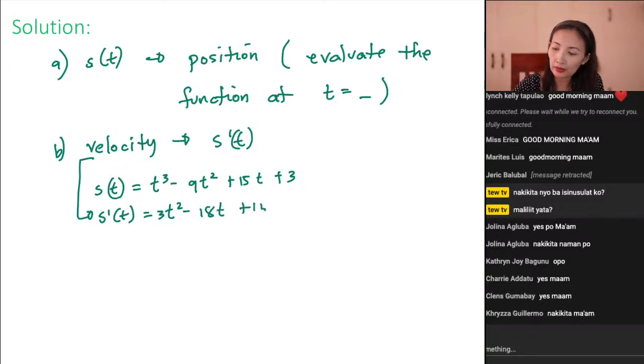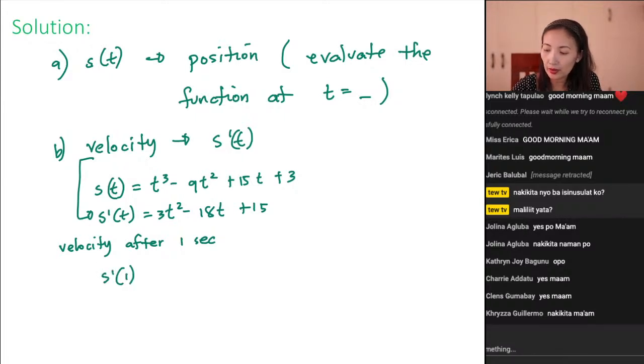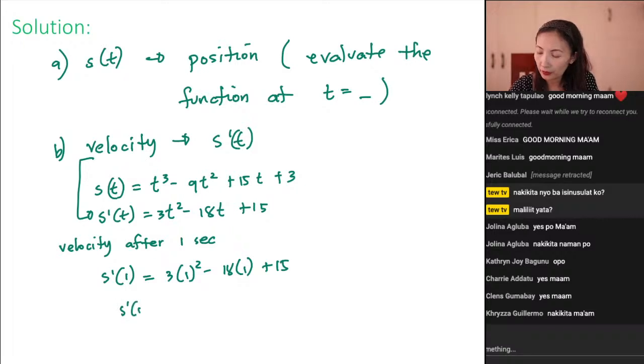So, if the problem asks for velocity after 1 second, for example, or at 1 second, then you simply evaluate s prime of 1. That is 3 times 1 squared minus 18 times 1 plus 15, so s prime of 1 will be equal to 0. Correct? That will be 0 because 3 plus 15 is 18. So it will come to a stop.